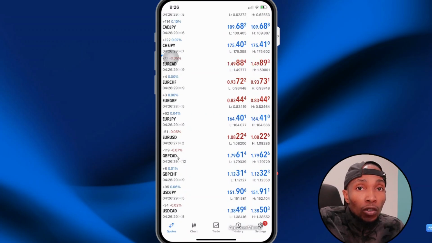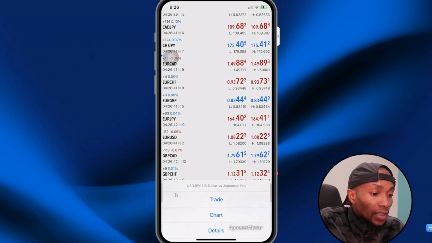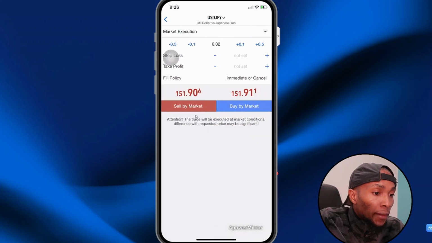In this video, I'll be sharing with you how you can place a trade in MT4. So you want to select the quotes tab, right? Select the pair that you want to trade, let's say USD JPY, and then select trade. Here you have the option to buy or sell at the current market price, or you have the option to set a pending order.